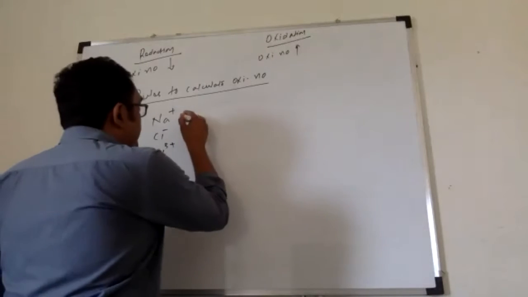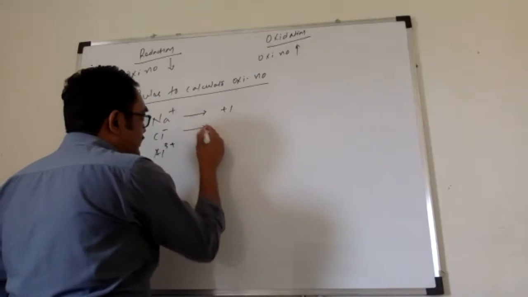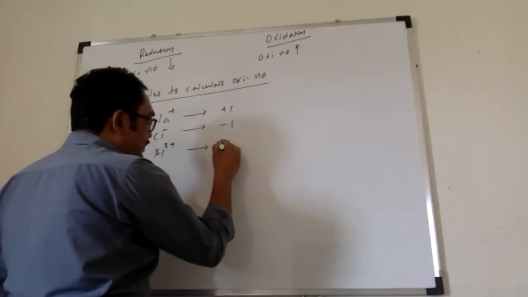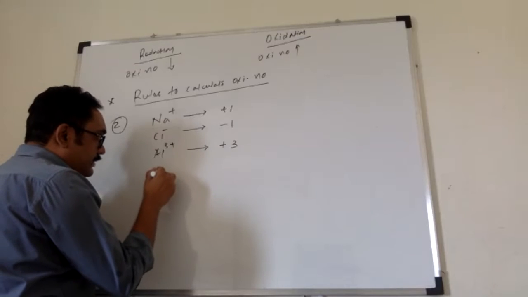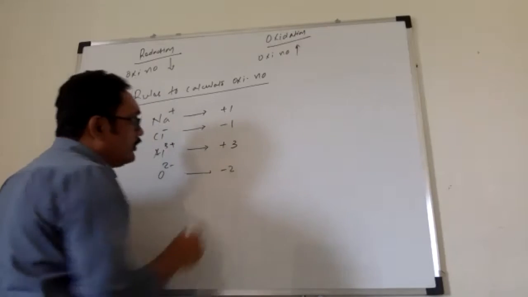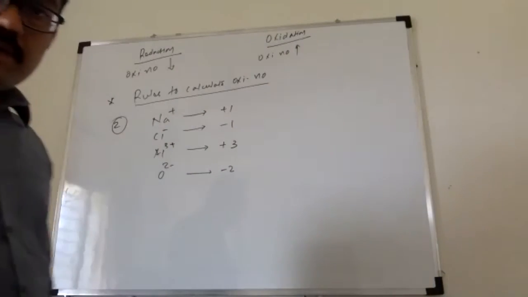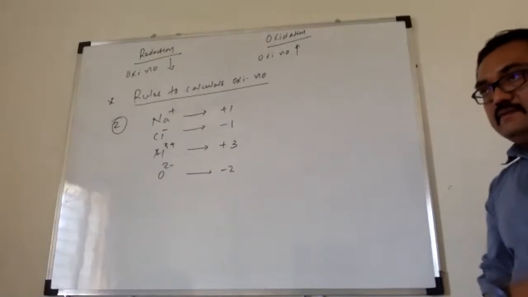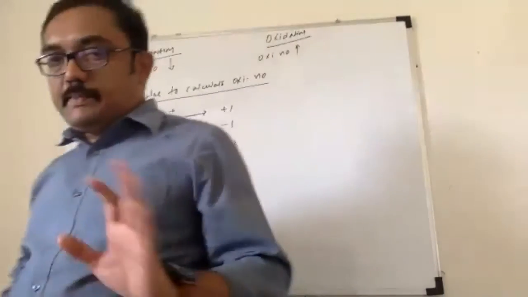So in Na+, the oxidation number is +1. In Cl-, the oxidation number is -1. In Al3+, it is +3. If it is like O2-, then it is -2. Like this. So that is rule number 2. Whenever you see any single atom with a charge, remember the charge is the oxidation number.